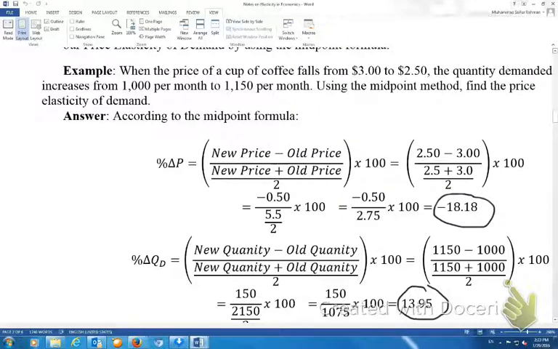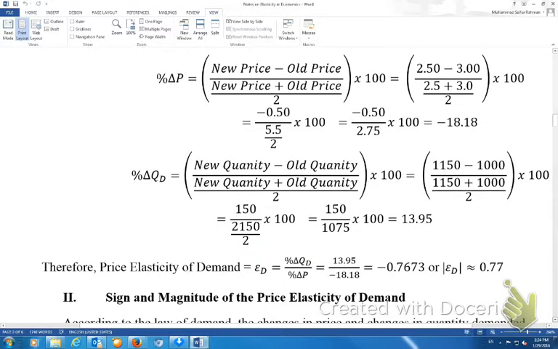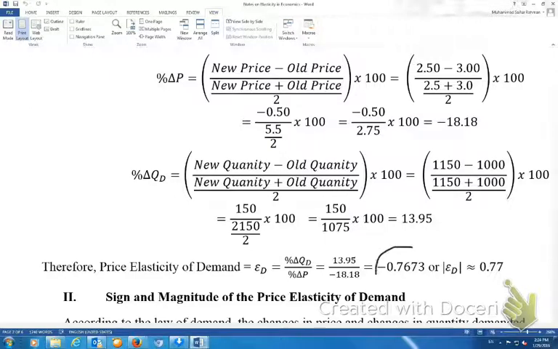So once you calculate the percentage change in price and percentage change in quantity demanded by using the midpoint formula, you take those numbers, you plug them into the equation, and then you find that the price elasticity of demand is minus 0.7673, which is approximately equal to 0.77. So the absolute value of elasticity of demand is 0.77.